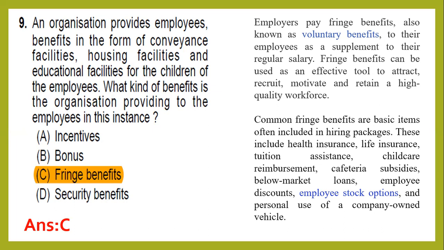So the common fringe benefits which are given to the employees include health insurance, life insurance, tuition assistance or tuition allowance, child care reimbursement, cafeteria subsidies, below market loans, employee discount, employee stock option, and personal use of the company owned vehicle. So these add-on benefits which are given to the employees are called fringe benefits. Therefore, the correct answer for ninth question is C, fringe benefits.